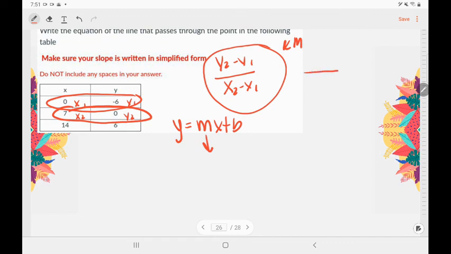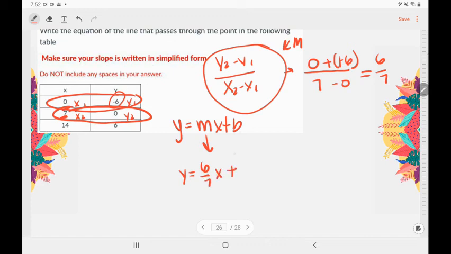So y2, I'm going to bring it over here. y2 is 0 minus y1. So minus a negative 6, divided by x2, which is 7, minus x1, which is 0. So let's simplify that. 0 minus negative 6, that's like adding. So 6. 7 minus 0 is 7. So my slope, let's convert what we know already. 6 over 7x, and that's simplified.